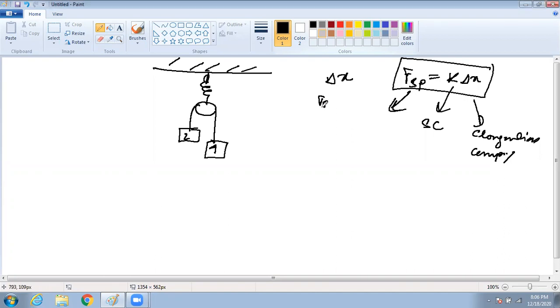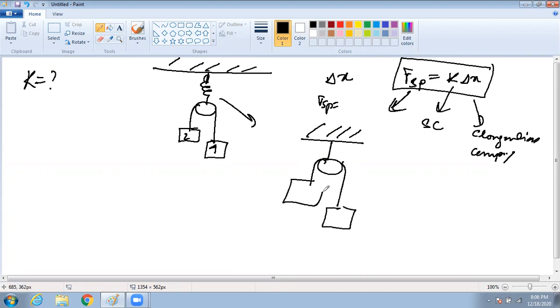So F_sp is basically the spring force. And the question is how much is the elongation? You already have K, K is also given, so you don't have to worry. In this type of problem, you should consider this spring as a string. Whenever this is a problem, let us assume that in place of the spring there is a string.